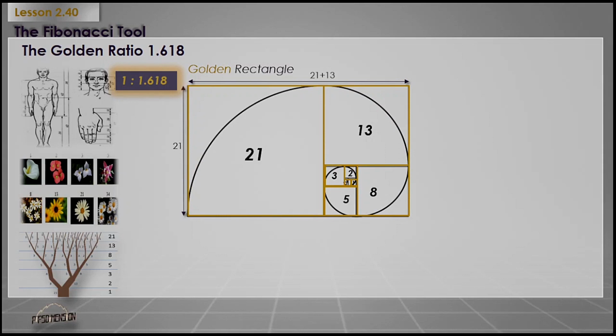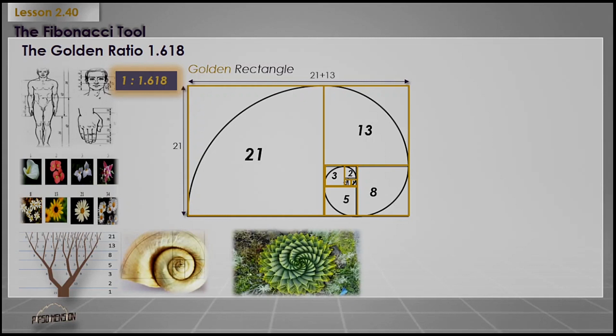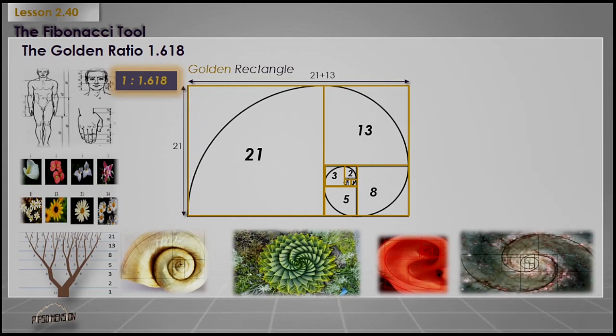Then you continue to join the diagonals of each square in the golden rectangle with an arc, and this will create a spiral that is normally found in so many things in nature, like shells of animals, the pine cone, parts of our body, and even in the cosmos. Just to mention a few.